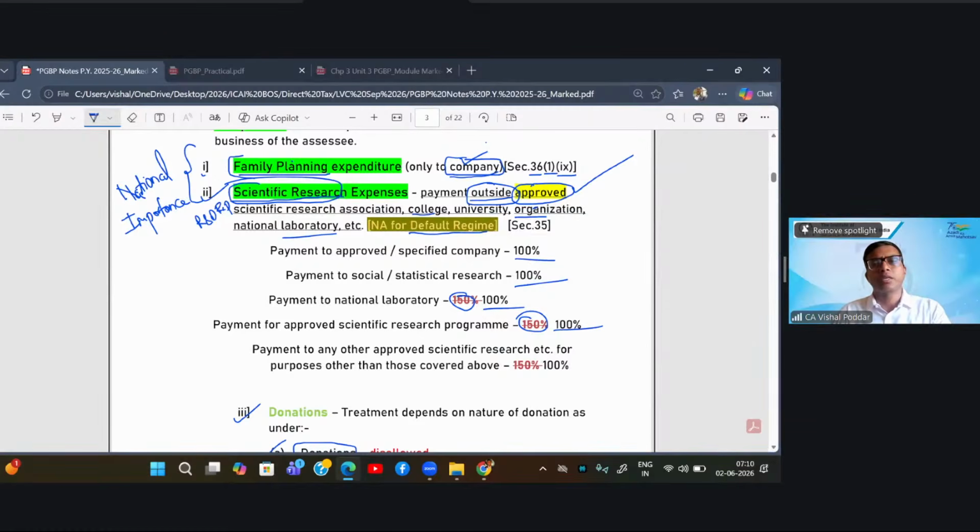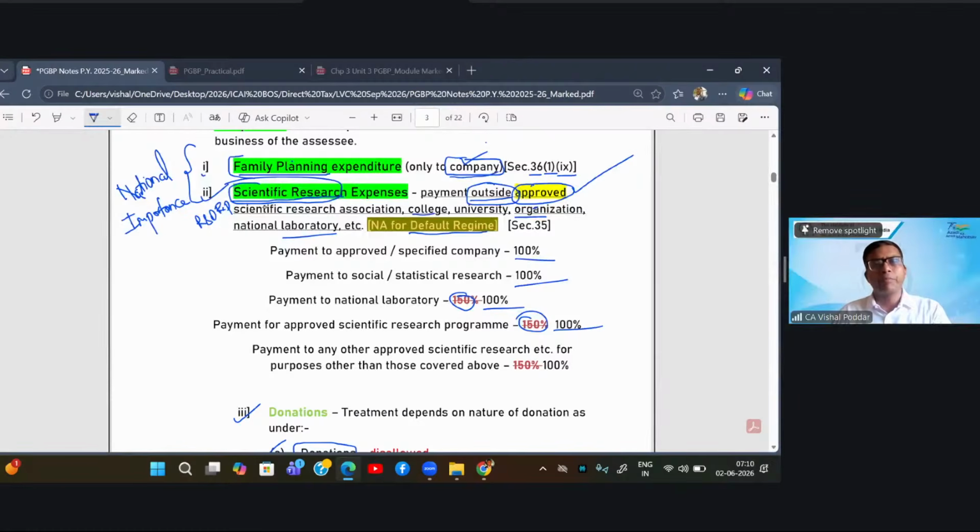So all these training awareness programs done by the companies, the expenses incurred for doing these programs will be covered in family planning expenses, though it has no connection with running of the business of the company. But since it is for a national cause, they have allowed this expense.